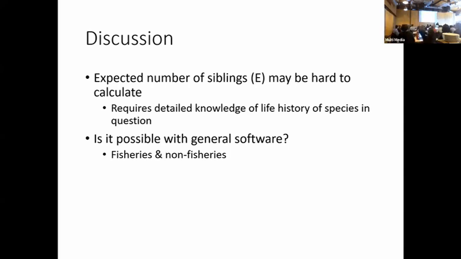And my other point is, is it possible to produce general software? Well, at least my point of view is that it should cover both terrestrial and fisheries situations, so that we can include a much larger group of people in the close-kin modeling. I think that was everything. Thank you.